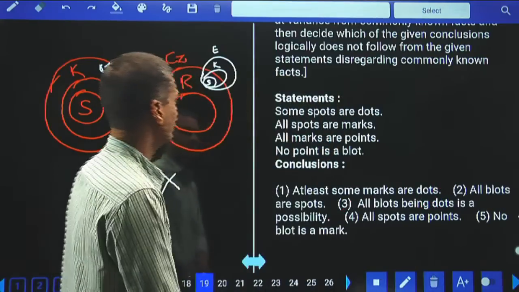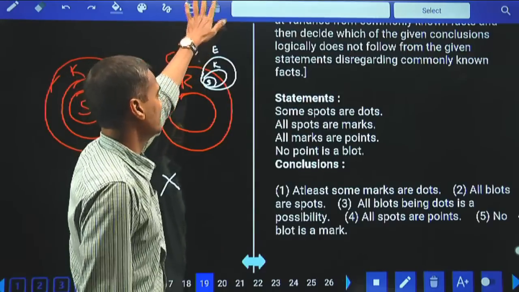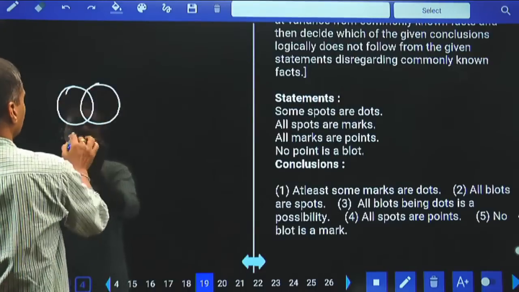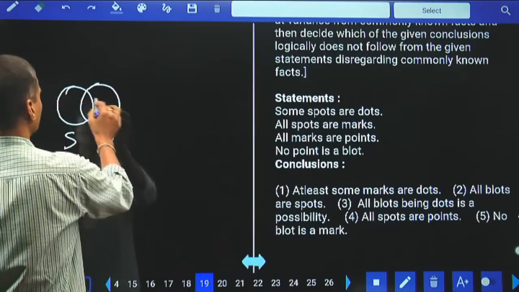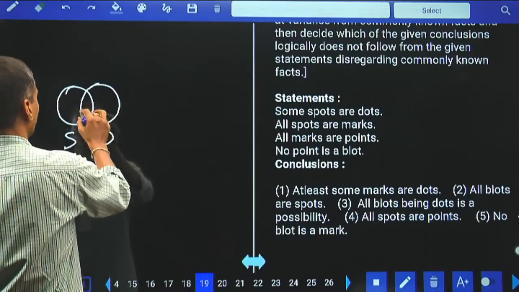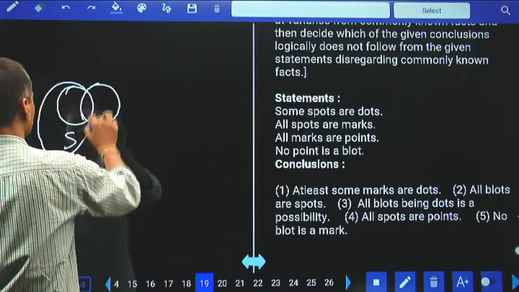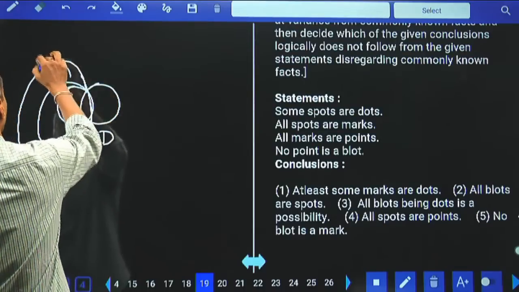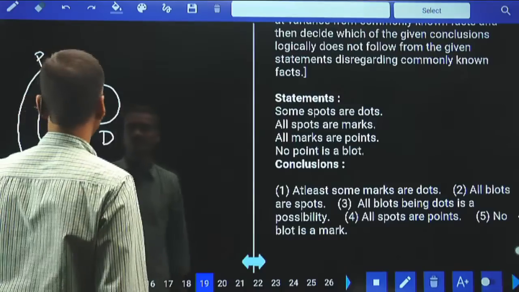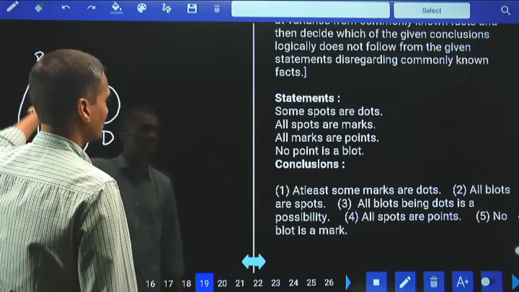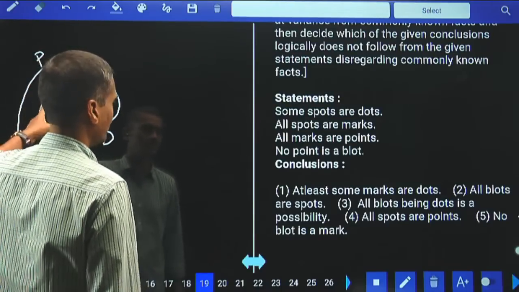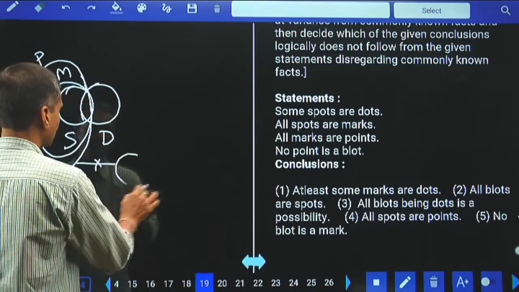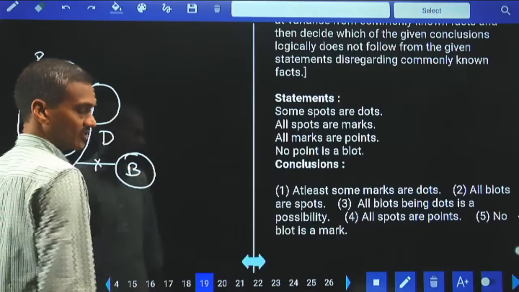Then coming to the 19th one. In this question number 19, some spots are dots. These are the spots which are dots. All spots are marks, and all marks are points. So some spots are dot. All spots are marks. All marks are points. No point is a blot, meaning no intersection between point and blot.